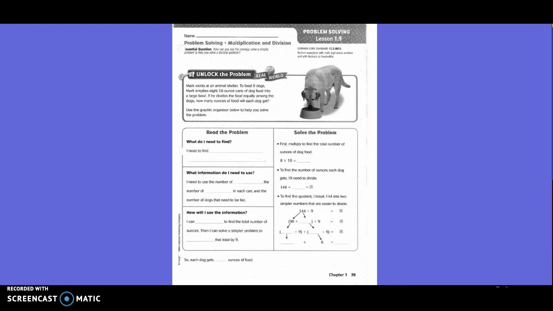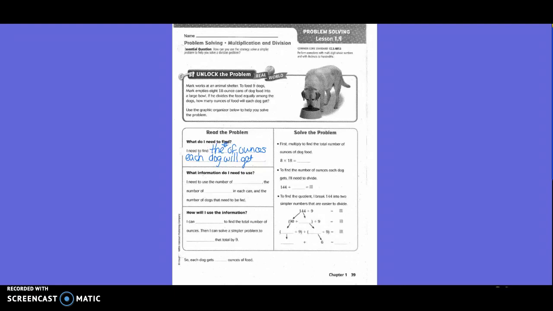So what do I need to find? I need to find how many ounces of food each dog gets. Correct, the number of ounces each dog will get. What information do I need to use?